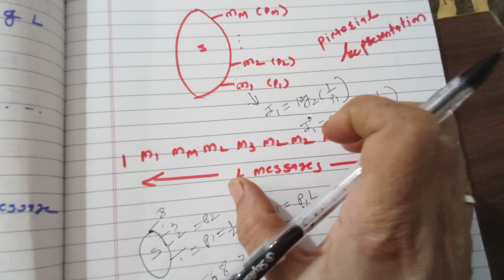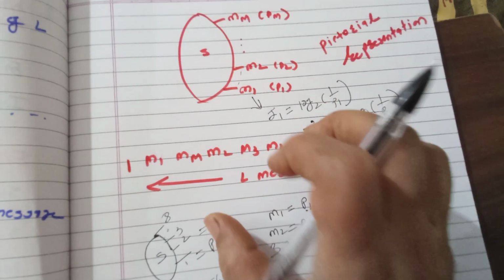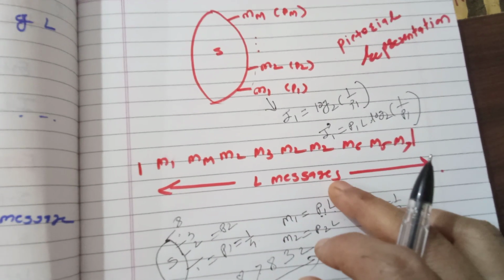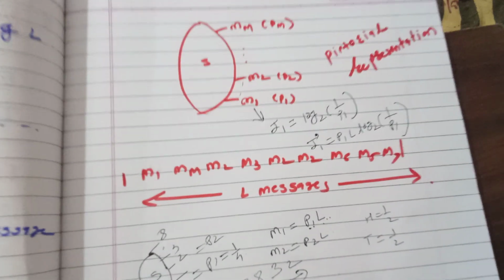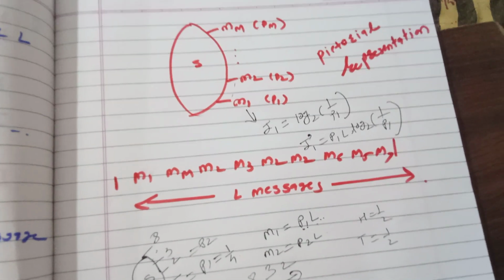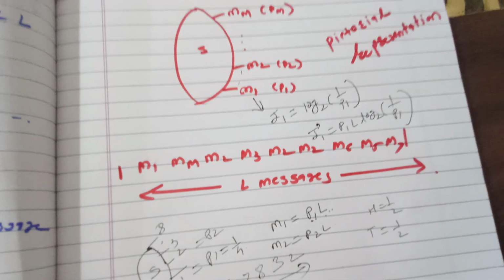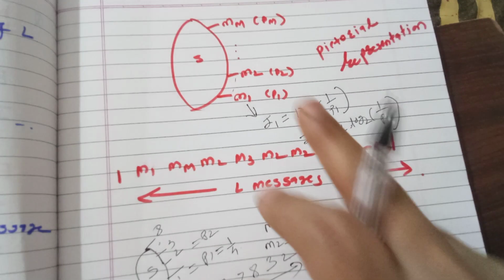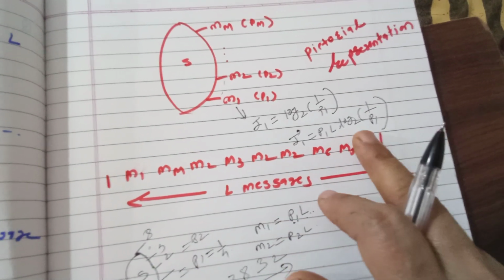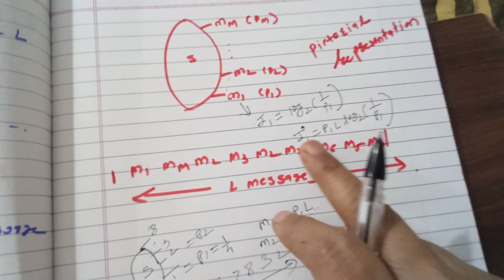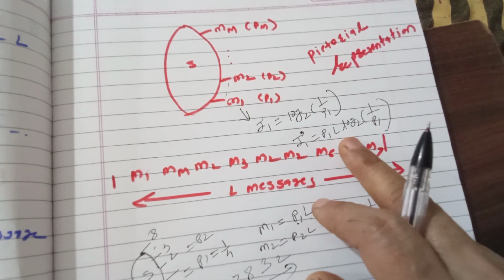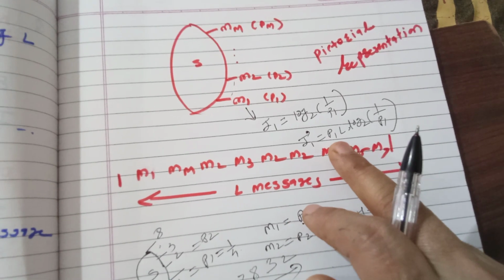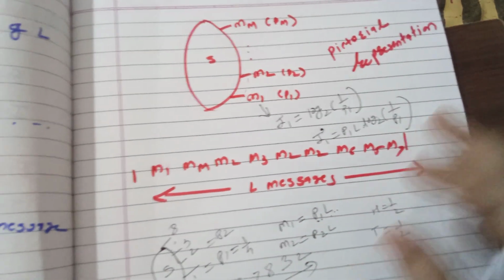Because we are now considering a sequence of messages which contains L number of messages, and in that M1 occurs P1 into L times, the information conveyed by M1 is P1 L into log 2 of 1 by P1. Similarly, I2 dash is P2 L log 2 of 1 by P2. I3 dash is P3 L log 2 of 1 by P3. IM dash is PM L log 2 of 1 by PM.